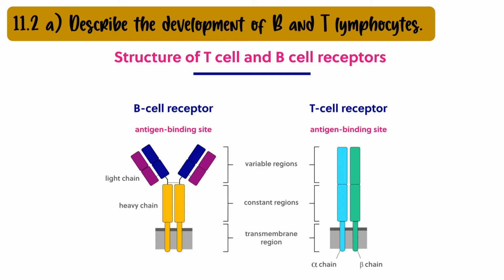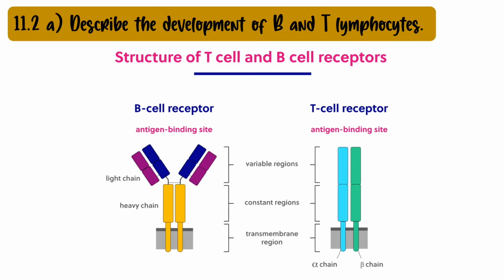However, unlike antibody, the B cell and T cell receptor have an extra region called the transmembrane region. This is the part of the receptor that anchors or attaches the receptor to the cell membrane of B cell and T cell. Another thing that you'll notice is that the B cell receptor is very similar in structure to the antibody compared to the T cell receptor. The main difference between B cell receptor and the antibody is the transmembrane region. This is why the B cell receptor is found attached on the cell membrane, but the antibody is secreted out of the cell.